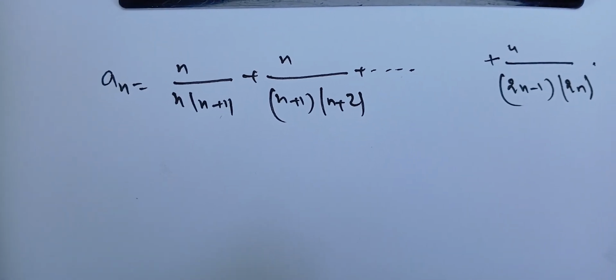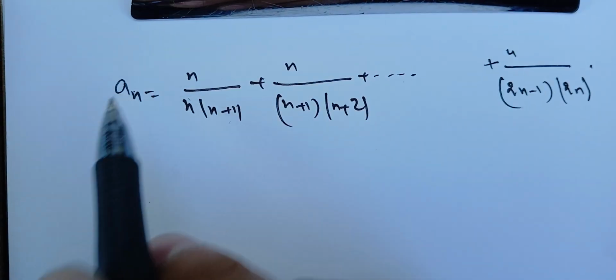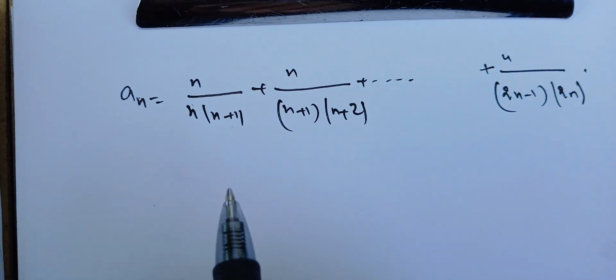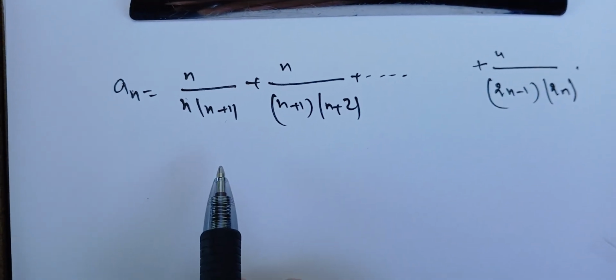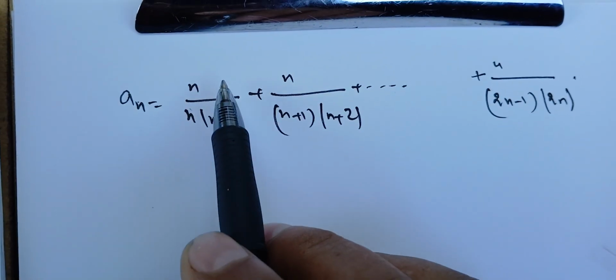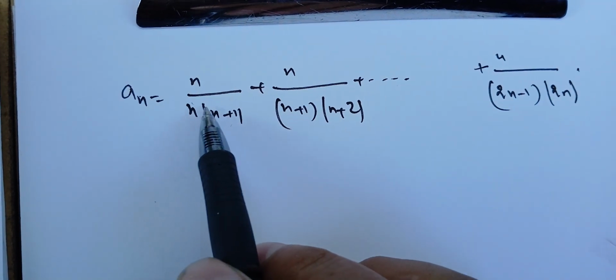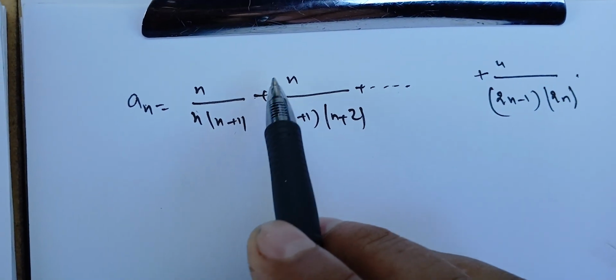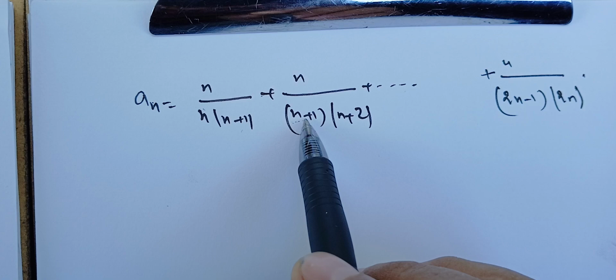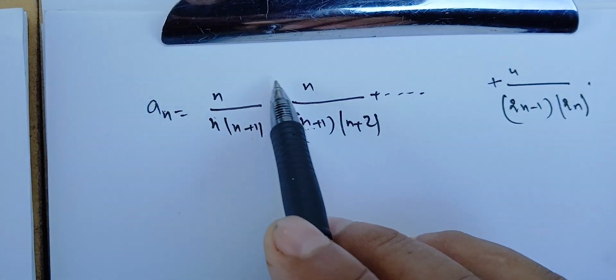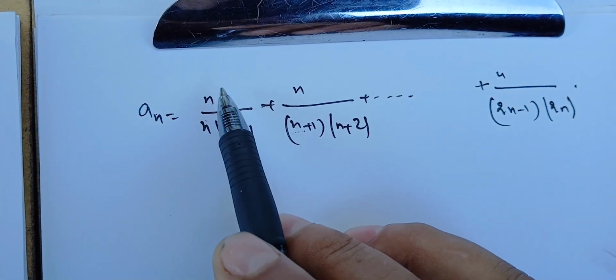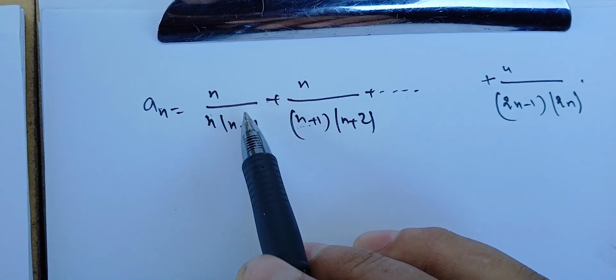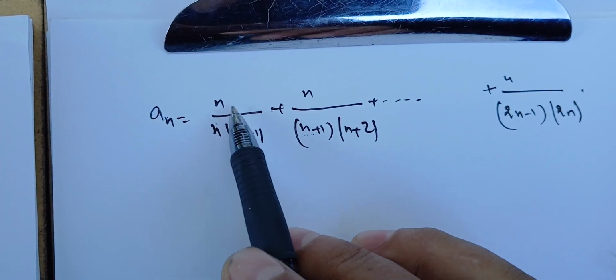In this problem, we're trying to find the limit of a_n as n goes to infinity. So we have a_n defined by n over n times (n plus 1) plus n over (n plus 1) times (n plus 2). We see that a_n is the sum of n over the next two terms.